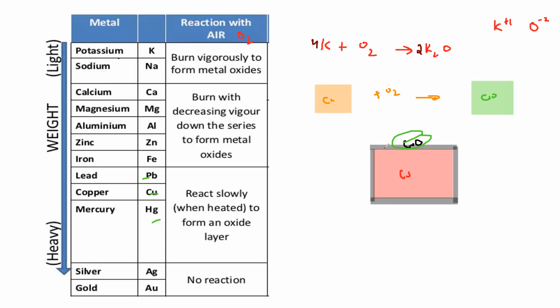Any doubt till this point? When potassium and sodium are there, they react vigorously. Vigorously means they react very fast. So when potassium plus oxygen, it will give potassium oxide.